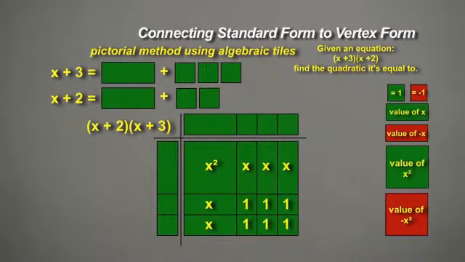To finish this, we will add up all the boxes and rectangles accordingly. So we have one x square box, we have 5 x rectangles, and we have 6 1 squares. And the equation will equal x squared plus 5x plus 6, which is in fact the same solution we would receive if we did this algebraically.